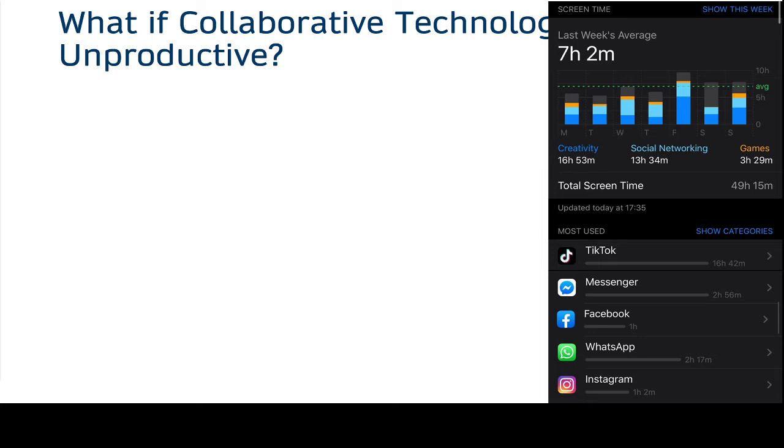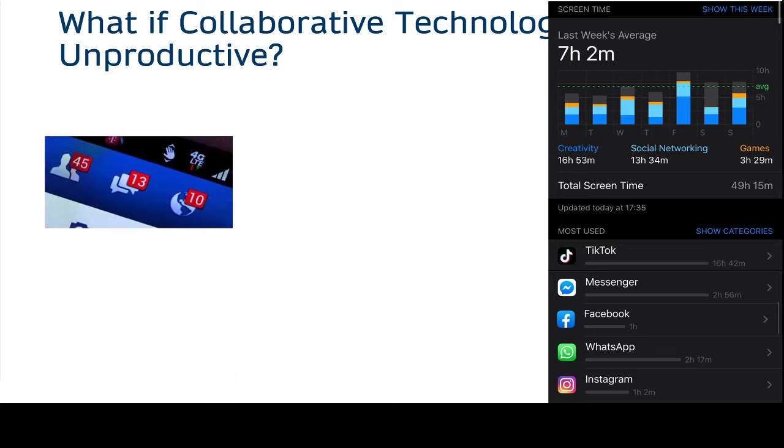So what if collaborative technology is unproductive? We've talked a bit about the benefits of it. I've talked about how it's quicker, it's more efficient, it's cheaper, it's more personal. But what if using this collaborative technology isn't actually as good as it's made out to be? What if it actually decreases productivity?